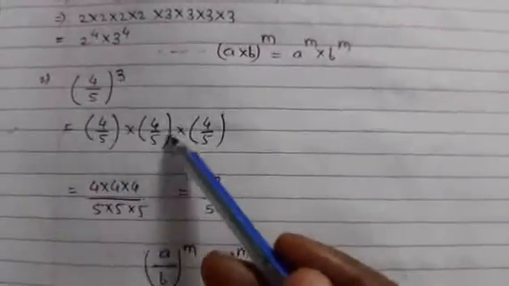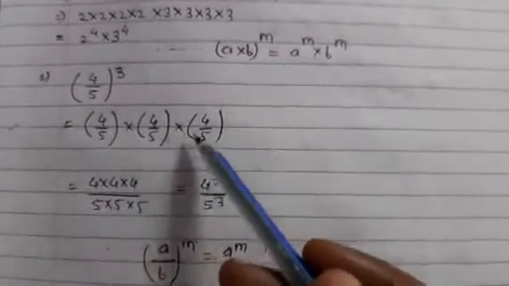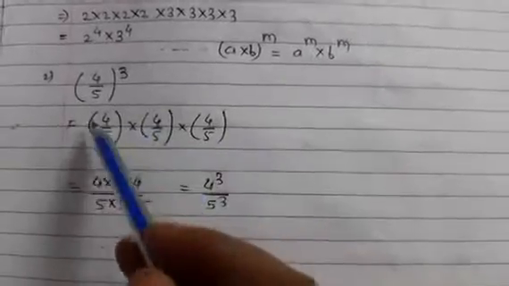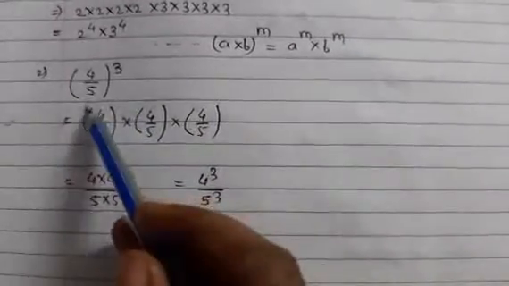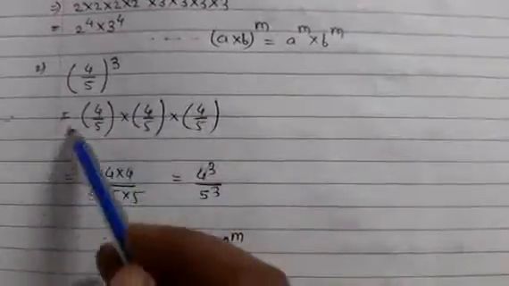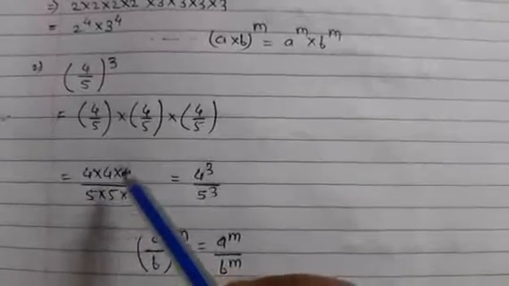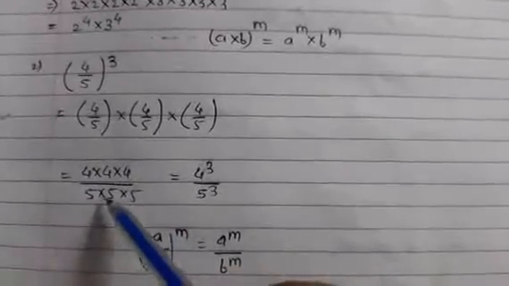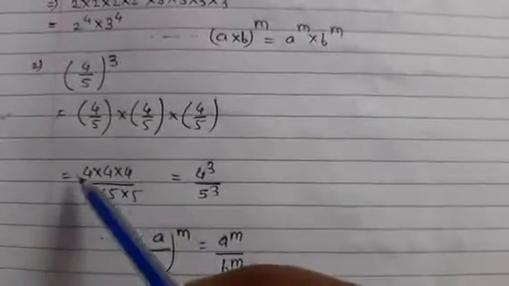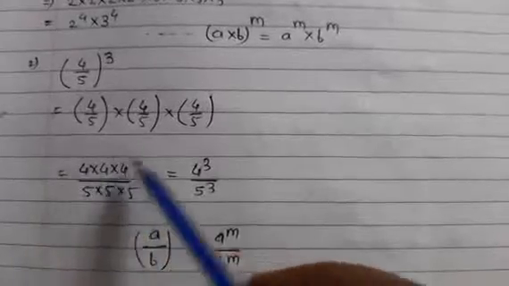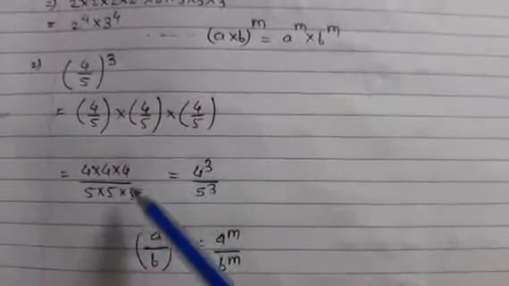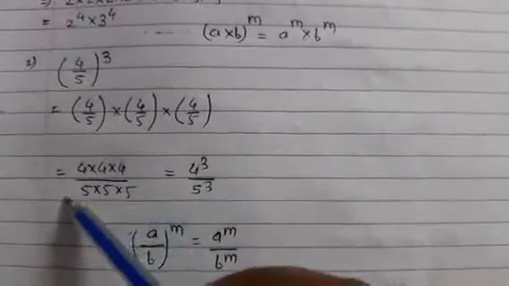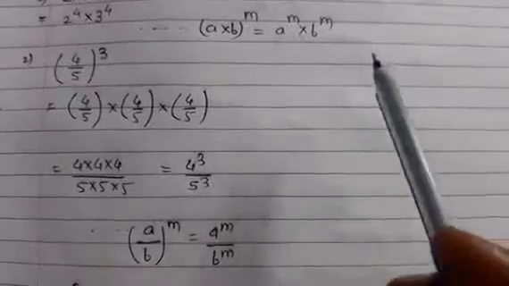Now as these are rational numbers, how do we multiply rational numbers? Numerators all together and denominators all together. That means 4 into 4 into 4 divided by 5 into 5 into 5. So 4 is repeated 3 times, that's why it is 4 cube, and 5 is repeated 3 times, so it is 5 cube.